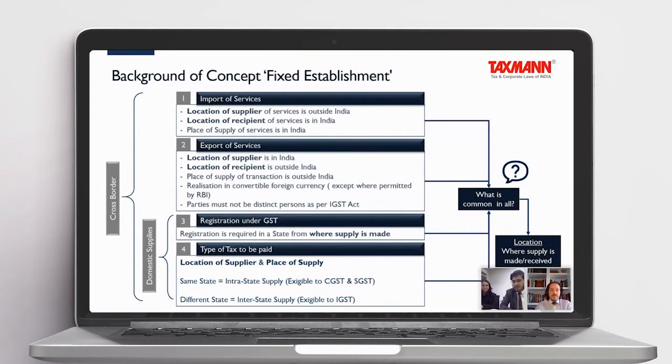Thank you, Karishma, for creating a nice background on this concept of fixed establishment. What we understood till now is that in all these four scenarios, or the definition or the requirements under the GST law, it is very important for us to understand the location from where you make the supply or the location where you receive the supply, right? Basis this, your transaction would qualify as an import of services or maybe an export of services. Registration requirement would trigger accordingly, and the type of tax that you need to pay on the transaction would also depend on this definition, on this particular term.